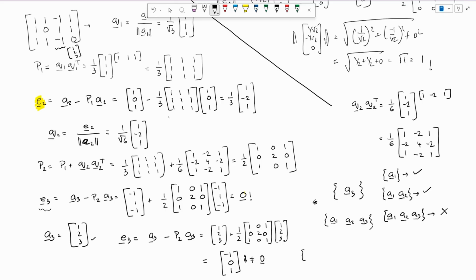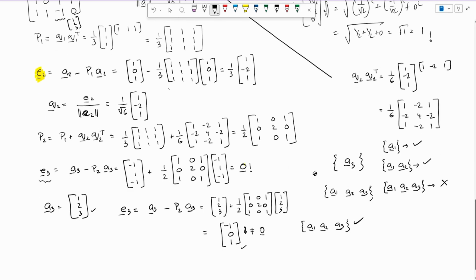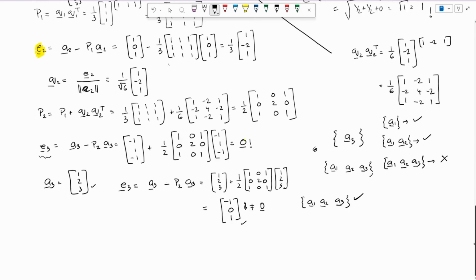What does this tell me now? The set A1, A2 was linearly independent because A1 was not 0, E2 was not 0. Now, the moment I add this new A3, now I ask, is this set linearly independent? What is the answer now? E3 is not equal to 0. That means this is linearly independent. That means I can find a Q3. Okay, all right. I hope that clarifies things.